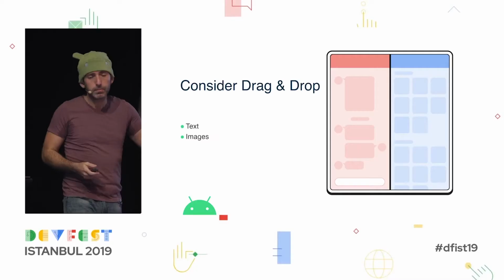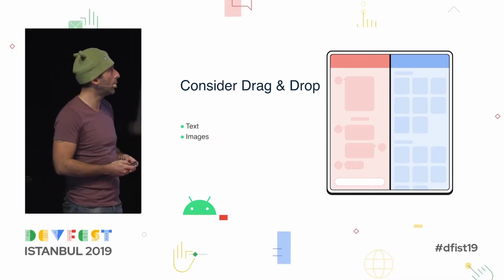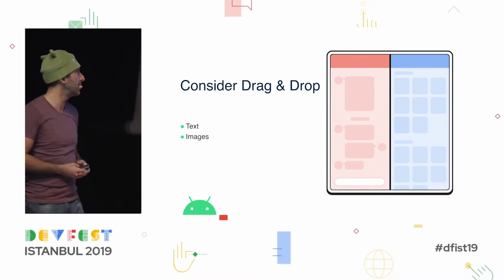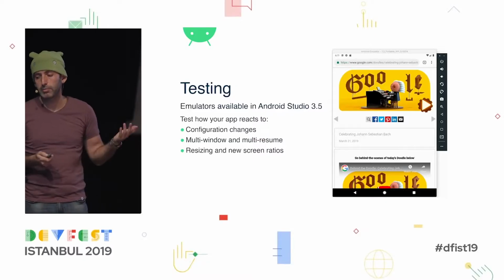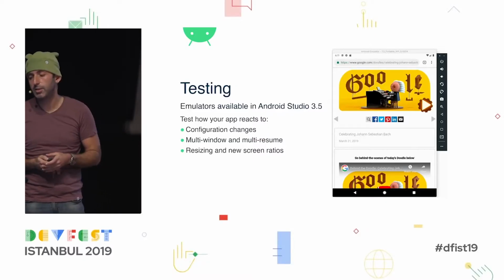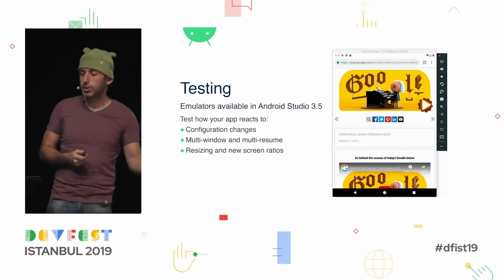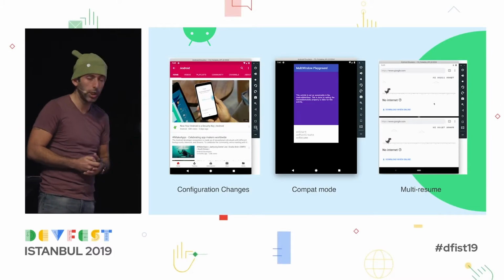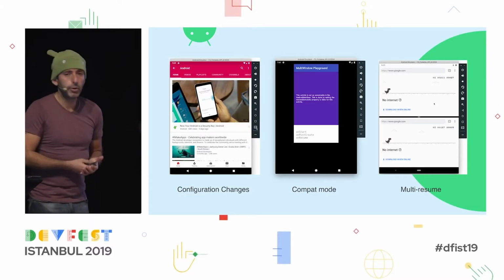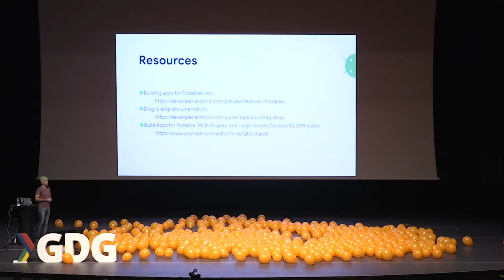Also, try to support drag and drop with the large screen and foldable devices. Especially dragging and dropping text and images makes a lot of sense. And always test. With Android Studio 3.5, we released new foldable emulators, 7.3 and 8 inches. Go and check your configuration changes, compat mode, and multi-resume on emulators. And again, if you need more resources, we have documentation and samples for foldables.